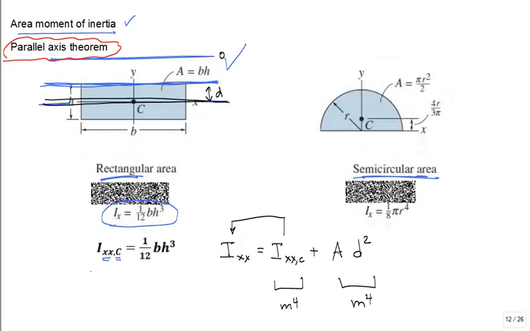Professor, what is exactly that A for this rectangular problem? Well, it's the area. Isn't that for this problem right here, b times h? True? And what is d? The perpendicular distance separating the two axes. Pardon?